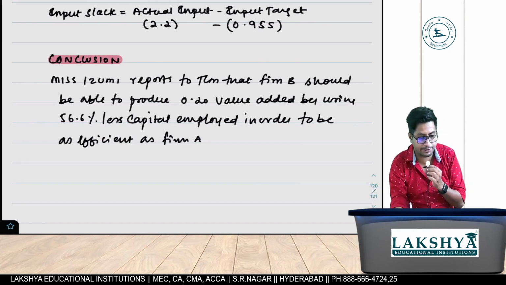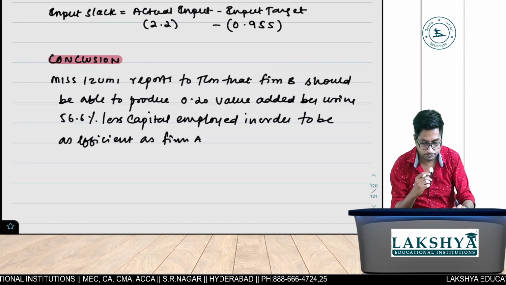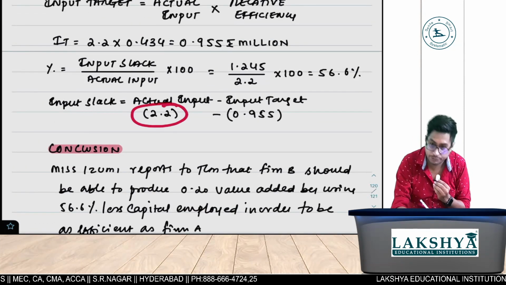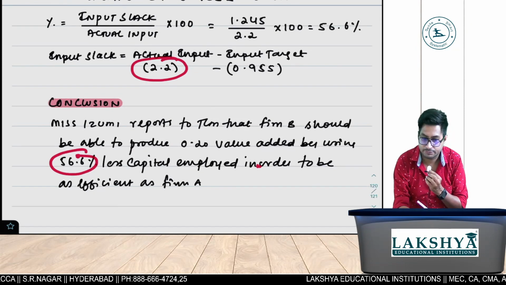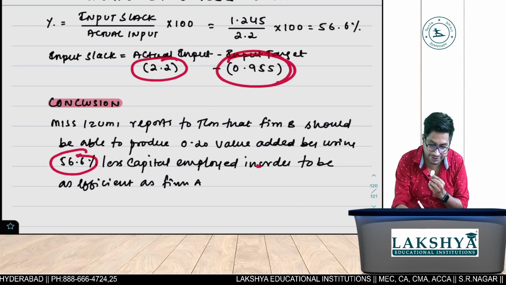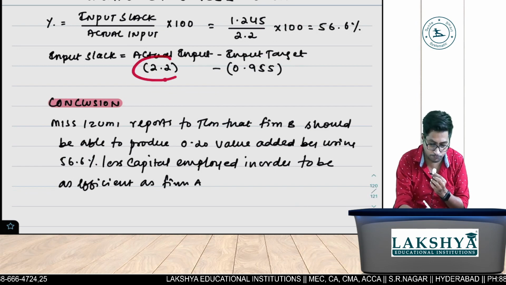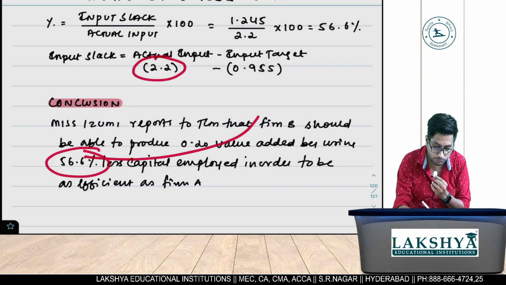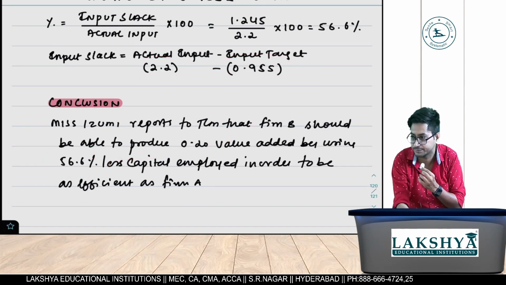So it means 1.2452 I should reduce. Clear? Now see here. How much is my actual input? Reduce it by 56.6%. So how much should your next actual input be? Understood the logic here? So 2.2 is the actual input, and you have to reduce it by 56.6%. Reduce 2.2 minus 56.6%. I think approximately this only you should get.